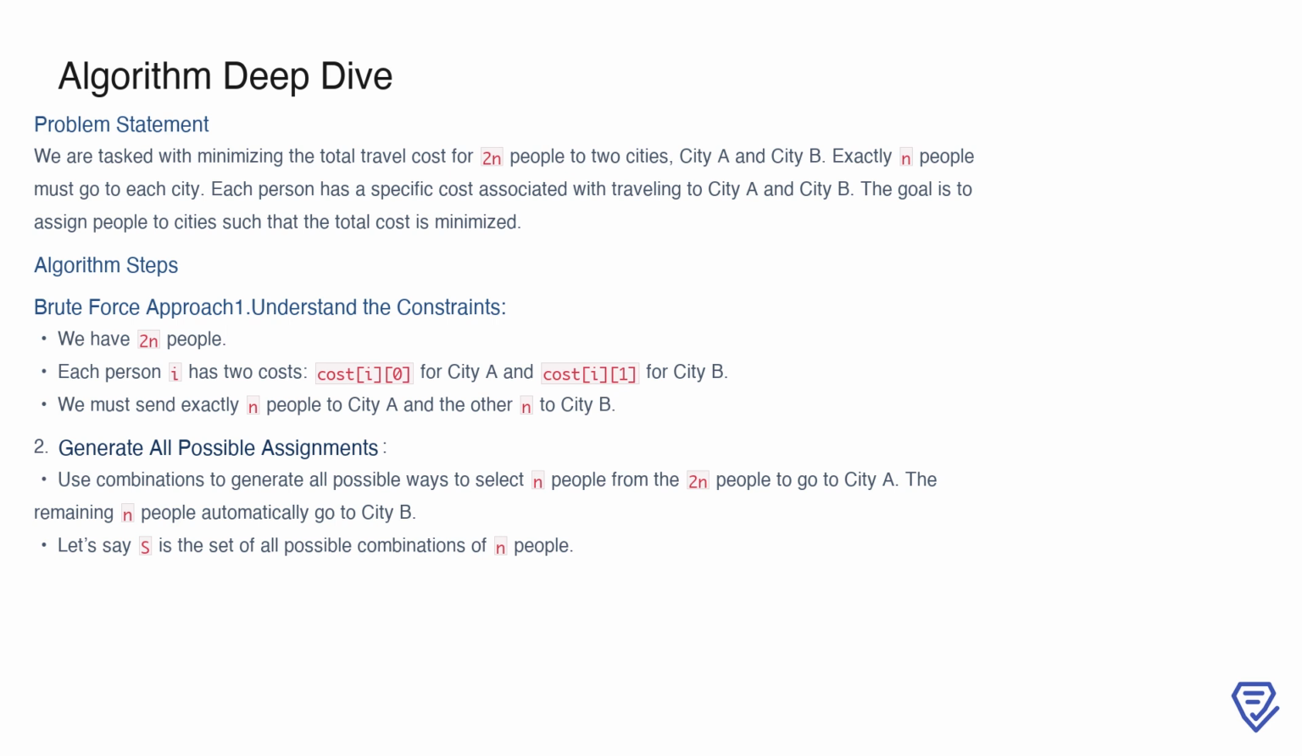The first step is understanding the constraints. There are 2n people, each with two costs, and we must divide them evenly between the two cities. Next, we generate all possible ways to assign n people to city A. For this, we use combinations to create sets of n individuals who can be sent to city A, while the remaining n automatically go to city B.